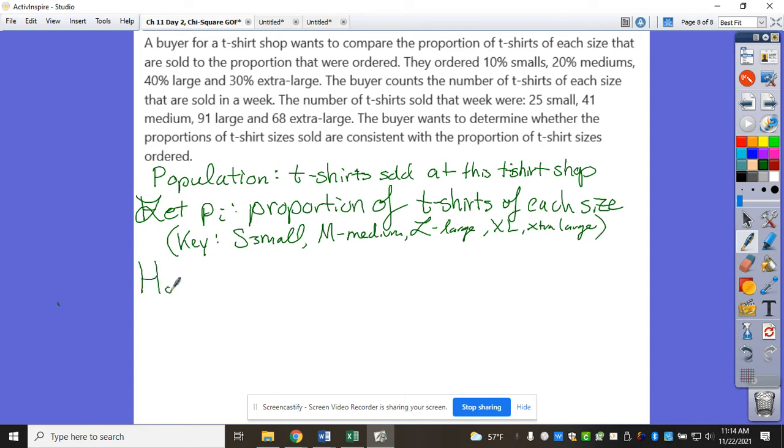So now, my null hypothesis, what would I write? What is my first category? So, proportion of smalls, we are claiming to be what? Proportion of mediums, we are claiming to be. Proportion of large is claimed to be. And proportion of extra large is claimed to be.